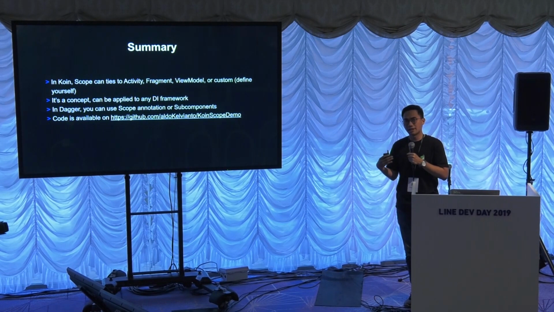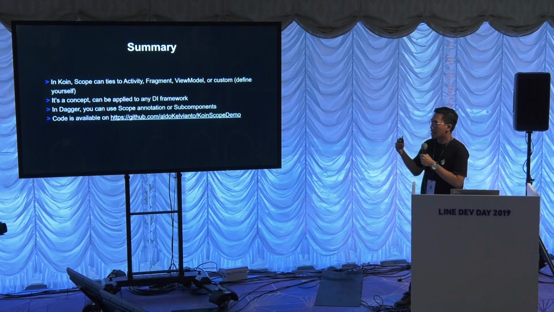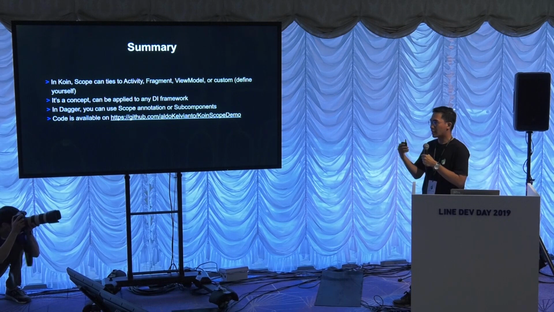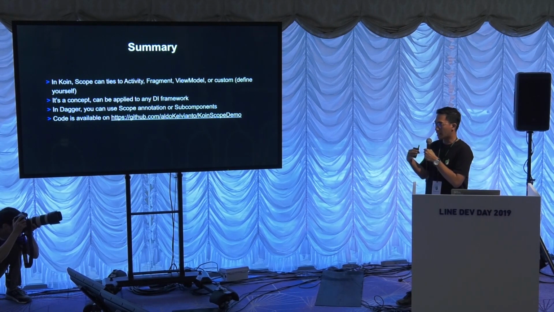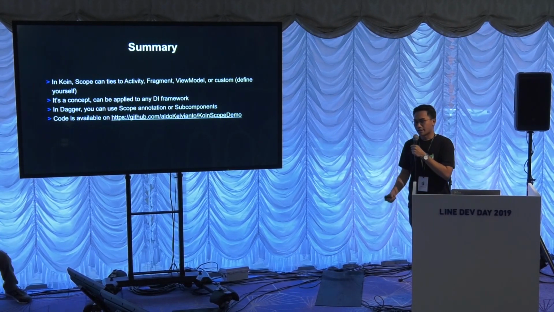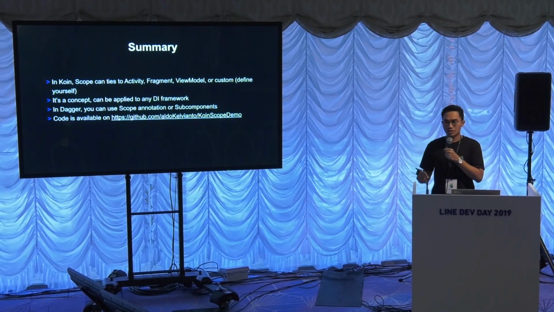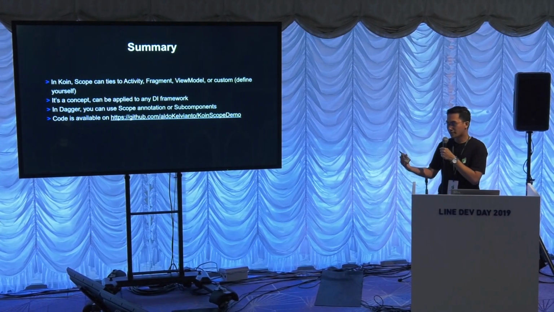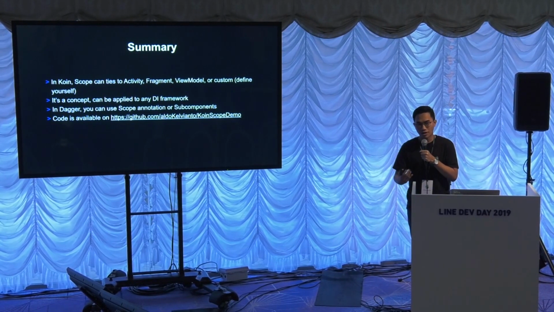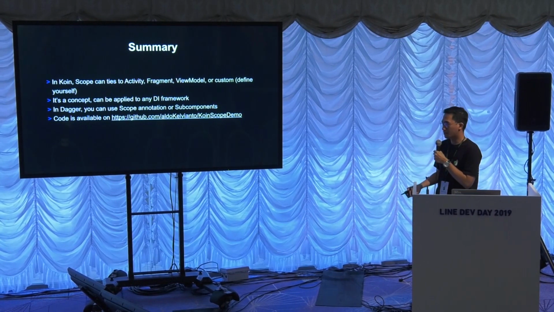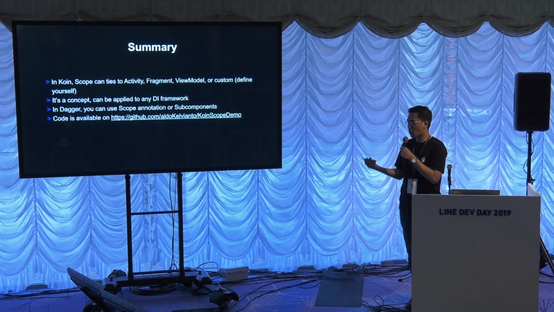Koin has built-in support to add a scope related to the activity lifecycle. So for things like activity, fragment, and view modules, you can just use it as a scope without any additional code. And the point I want to make is: scope as much as possible, and it is not tied to one DI framework like Koin. In fact, you can use it with another DI framework like Dagger. In Dagger, you can use scope annotations or subcomponents to scope your dependencies.